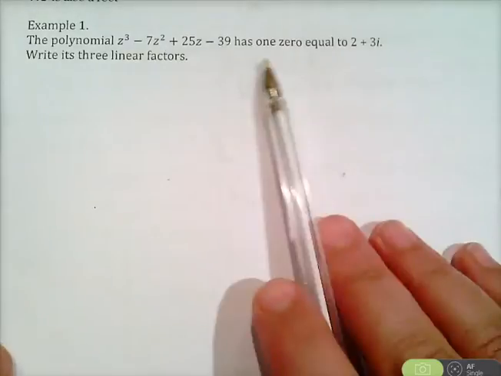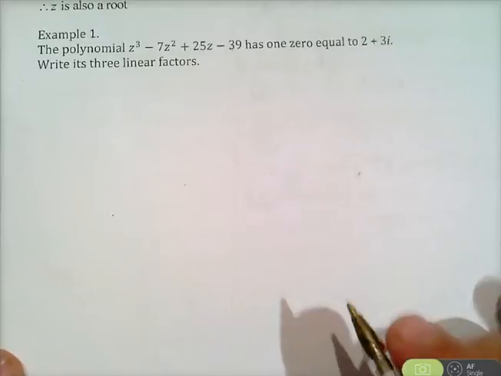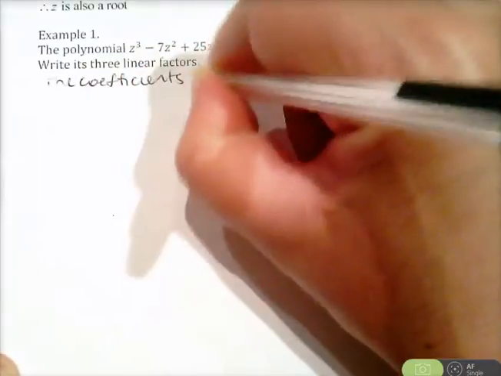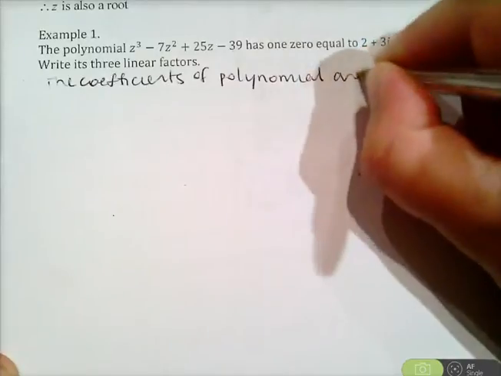zero equal to 2 plus 3i, right? It's 3 linear factors. Now, we know that the coefficients of the polynomial are real. So the coefficients of that polynomial are real numbers.